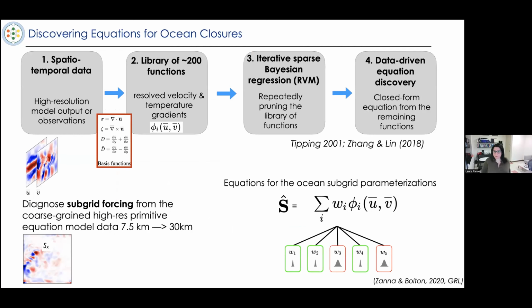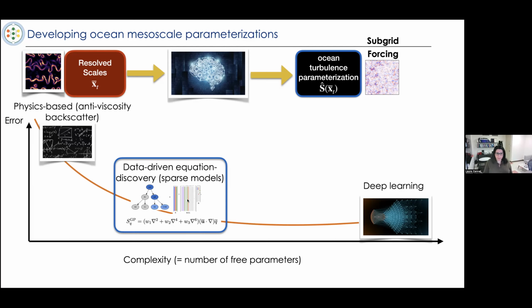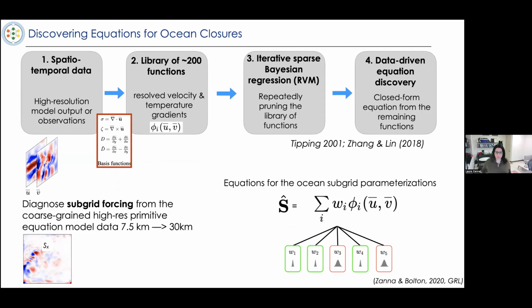So first, the algorithm to discover equations. It's something we did a few years ago with my former PhD student, Tom Bolton, and it uses something called sparse regression. We have some high resolution simulation, and we're going to diagnose a subgrid closure. Basically, we diagnose the resolved advection from the high resolution grid that would be missing in a coarse resolution model. So we diagnose that eddy forcing.